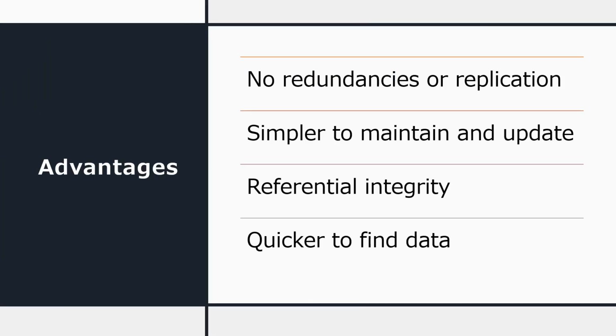Basically, once we've normalized the database, there should be no replication. The data should be simple to maintain and update, and we will have referential integrity. That means that data won't contradict itself or be missing when we're expecting it to be there. And it should be straightforward to find and use the data in the database.